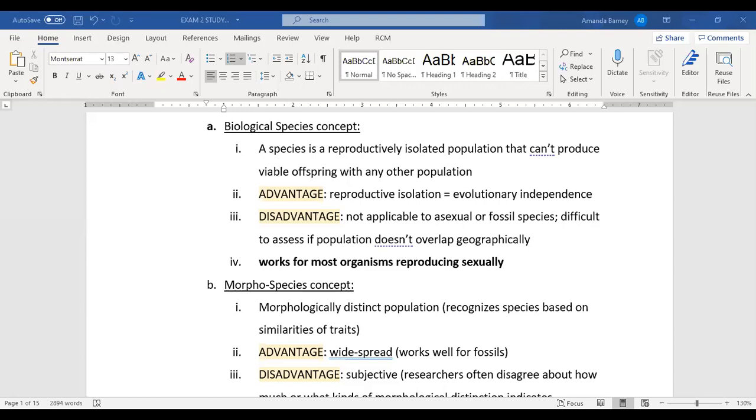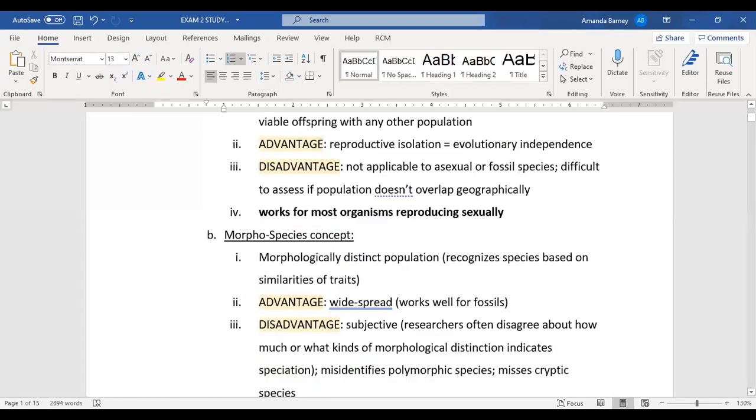The problem with that is when you're looking through the fossil record, you couldn't tell who is able to mate with whom. So that's a really difficult thing. And then of course the ring species, we'll talk about that later, that also really is an issue with the biological species concept. And so you see here the advantage, reproductive isolation, evolutionary independence. Yeah, so this is the fossils, like I said, and then the populations of ring species. It does work well for most species in most senses.